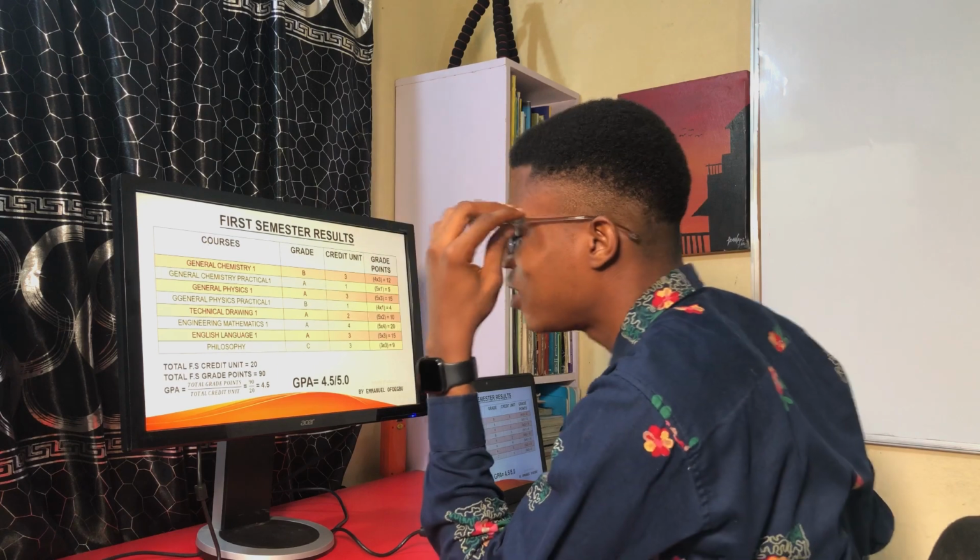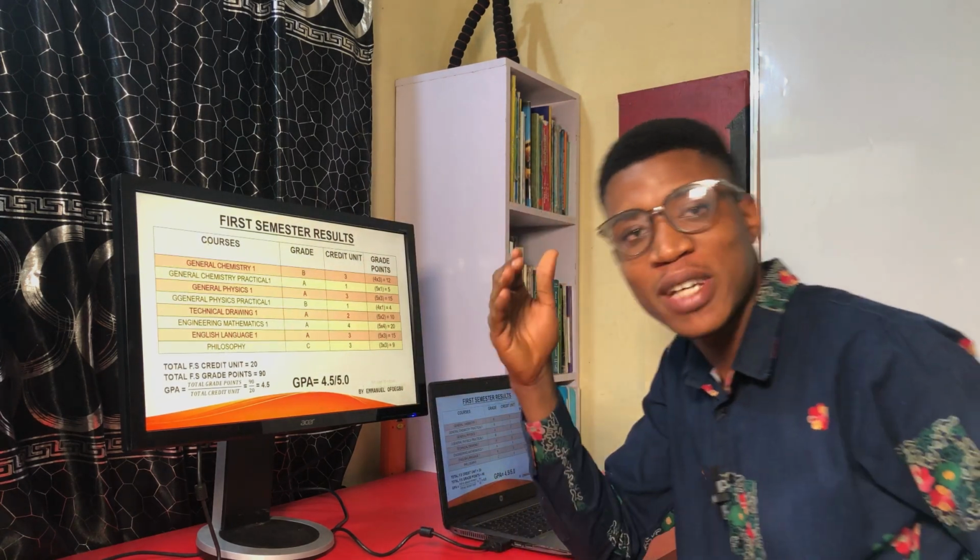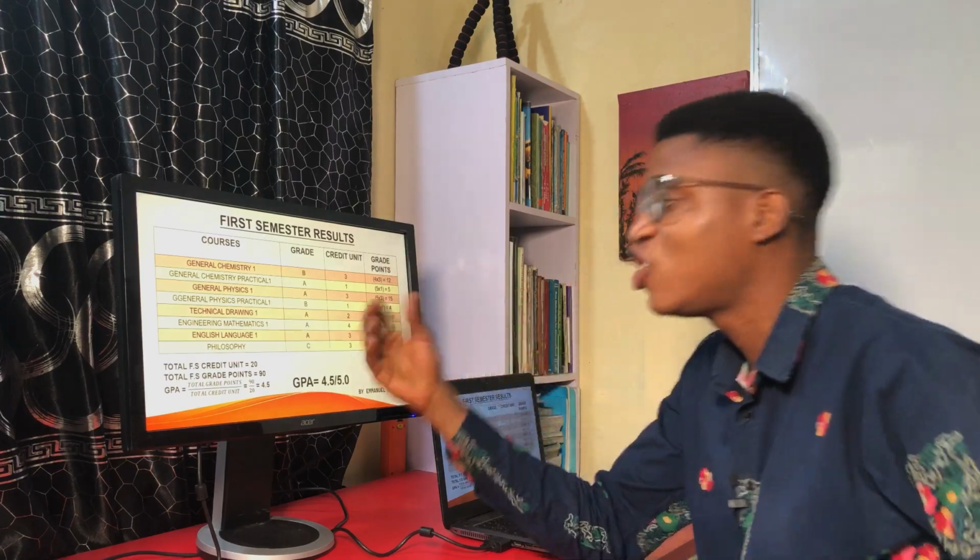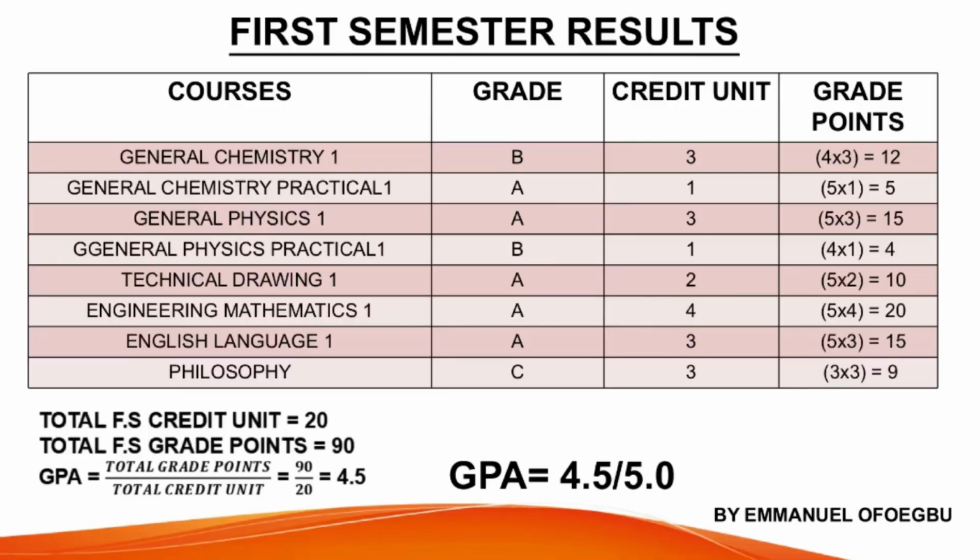How do you get your GPA now? This is what we have been talking about. The GPA is the total grade points over the total credit units. So if you sum all the numbers in the grade points, you're going to see that it amounts to 90. And if you sum all the credit units, you see that it amounts to 20. So the GPA is 90 divided by 20, which is a 4.5 GPA, of course, out of a 5.0 grading system. So of course, this means first class.